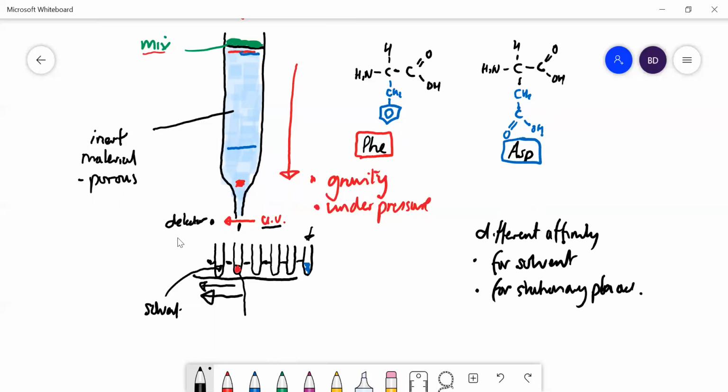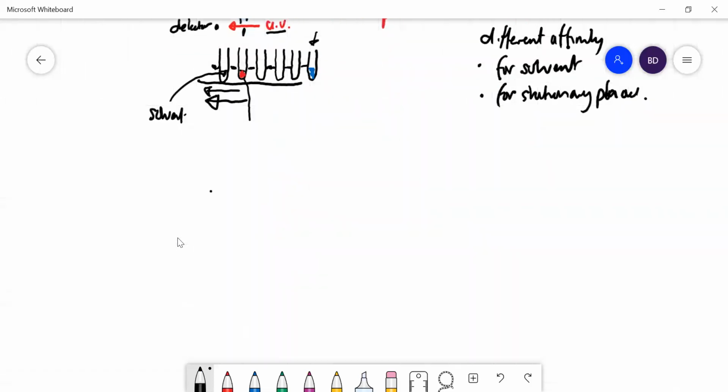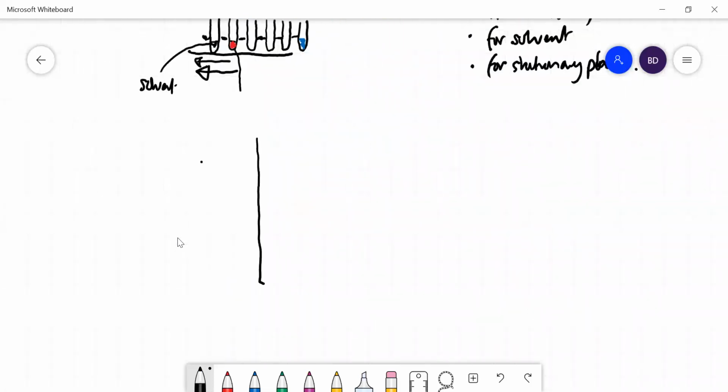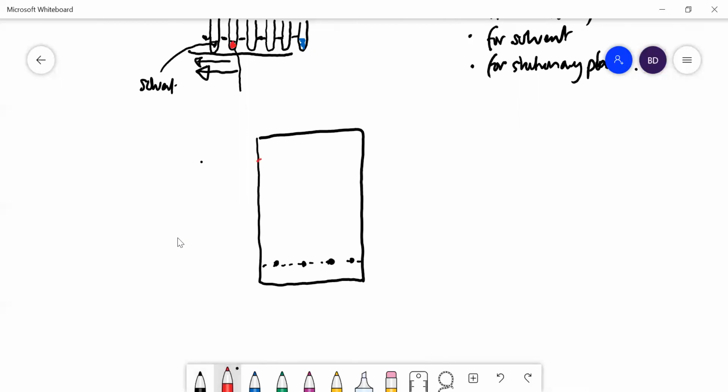Right, let's just go back to TLC. There's one thing we need to do, this thing called the RF value, which you've actually done at GCSE. So you've got a couple of spots here. Say this is the start line, and this is where your spot started off. And this is the final position of the solvent, so it's called the solvent front. And let's say at the end of the experiment, you've got one spot there, one spot there.